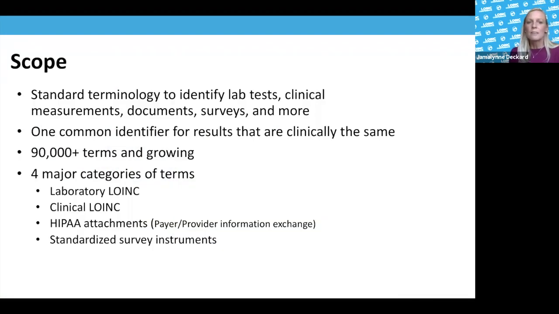The scope of LOINC: it's the standard terminology to identify a lab test, a clinical measurement, documents, surveys, and other observations that are done on a patient. So the idea is there's one common identifier for a result where it's clinically the same, just like I showed in that systolic blood pressure example. We have over 90,000 terms currently, and they're categorized into 3 major types, including lab, clinical, we have a HIPAA attachments category, which is focused on payer-provider information exchange, as well as standardized survey instruments.